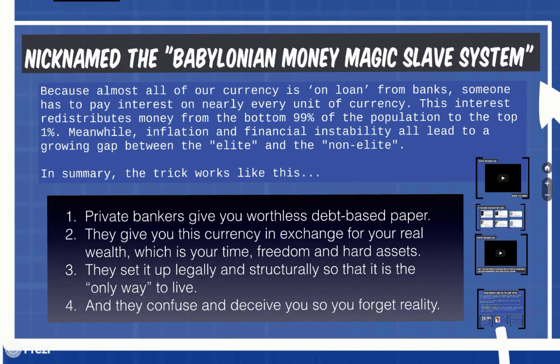Meanwhile, inflation and financial instability all lead to a growing gap between the elite and the non-elite. In summary, the trick works like this. Private bankers give you worthless debt-based paper. They give you this currency in exchange for your real wealth, which, as we saw earlier, is your time, your freedom, and of course your hard assets. I mean, think about it. If you get a mortgage to buy a house, that's a hard asset. In exchange for the mortgage was just some numbers put in your bank account digitally. They were not real hard assets, they're just digital records. But if you fail to pay back your loan, then your hard asset, your house, is taken. And meanwhile, you're exchanging your true wealth, your time and freedom, for digital payments.